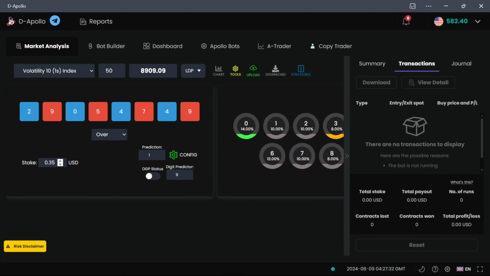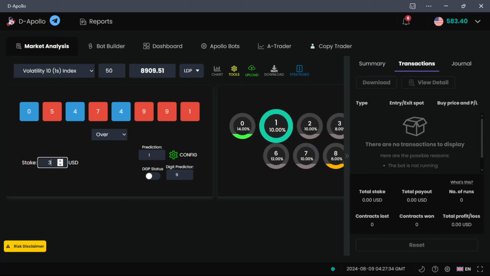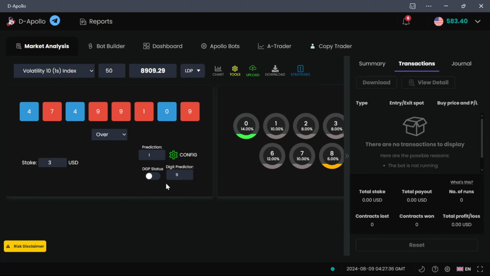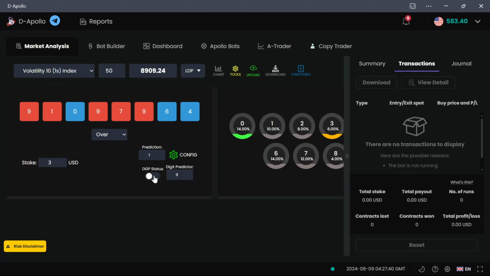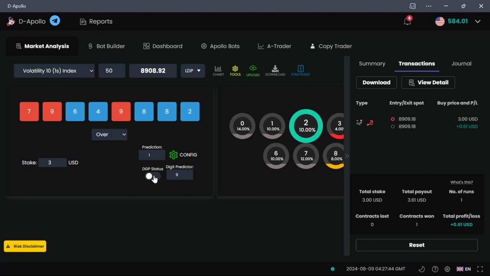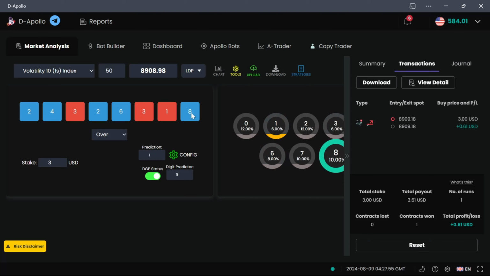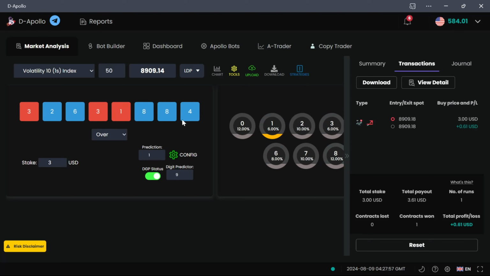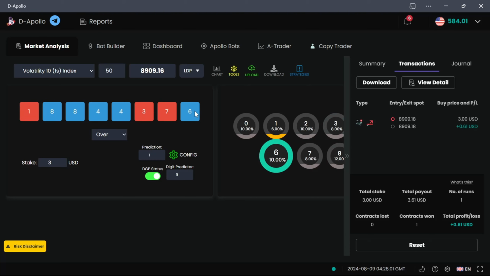Let me set a stake of 3, and this is 0 to 9. Now you see it was 9, we traded over. As you can see here, it became 9, then we traded over. Again, let me set it to 9 and track these numbers here. Whenever this last digit becomes 9, it will trade over 1.